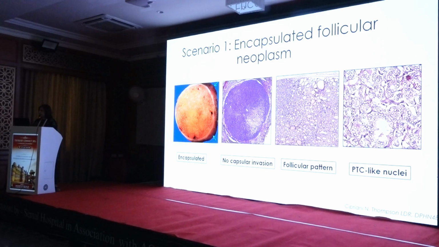This is showing a follicular pattern. That means the whole tumor doesn't have papillae, it is only follicular. And it is showing papillary thyroid-like nuclei. So 10 years ago, until recently, we were calling these tumors follicular variant of papillary thyroid carcinoma because they had nuclei like papillary thyroid carcinoma. So that was the basis of calling them follicular variant of papillary thyroid carcinoma.